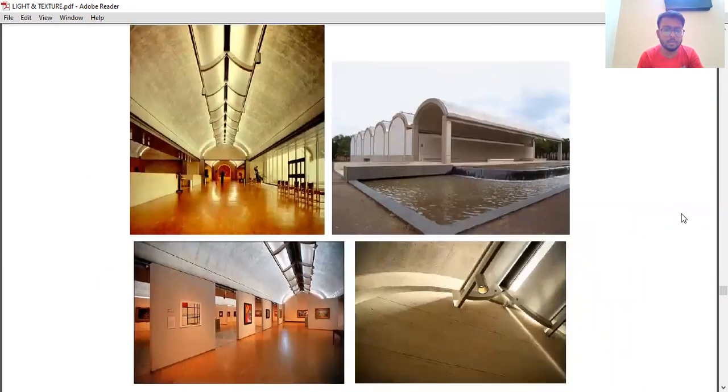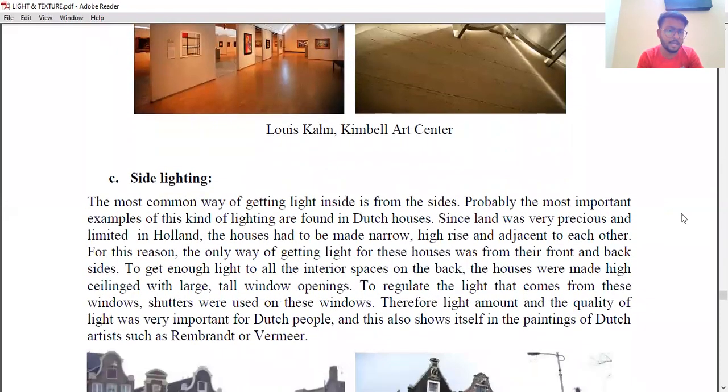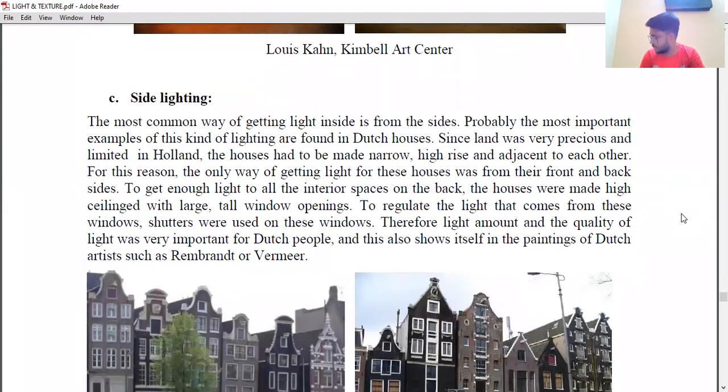Further, if we move on, we have the Louis Kahn Kimball Art Center. Next is side lighting. The most common way of getting light inside is from the sides. Probably the most important examples of this kind of lighting are found in the Dutch houses.